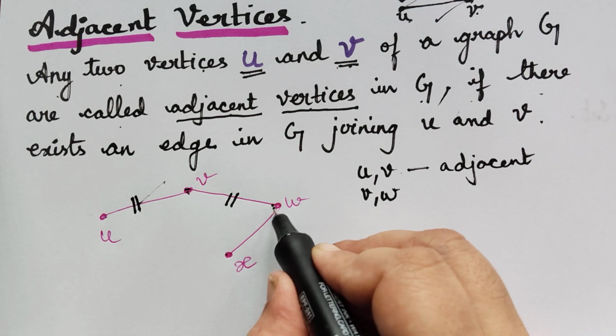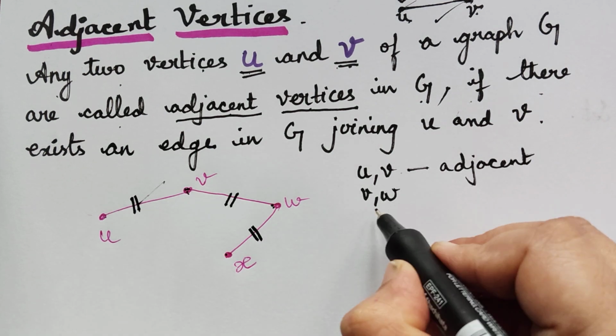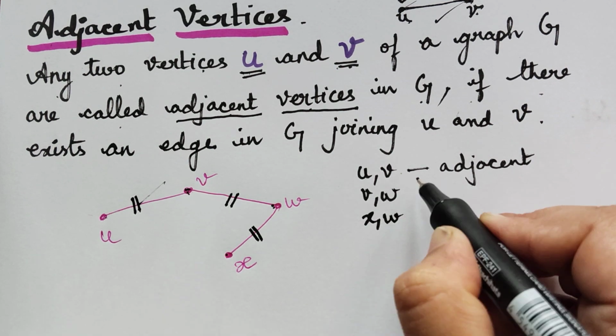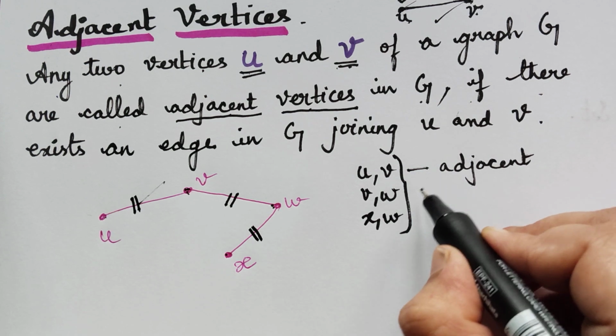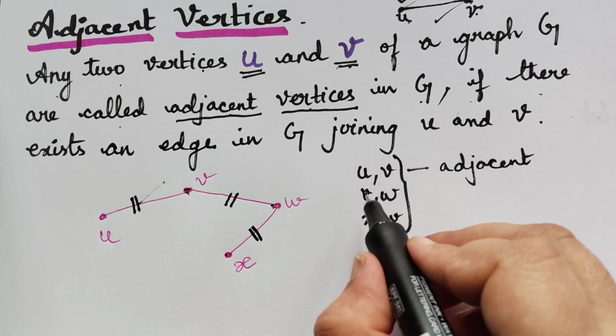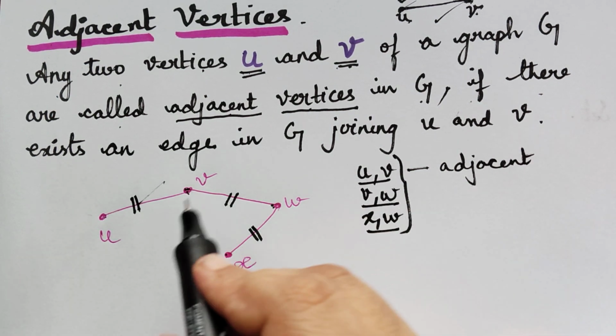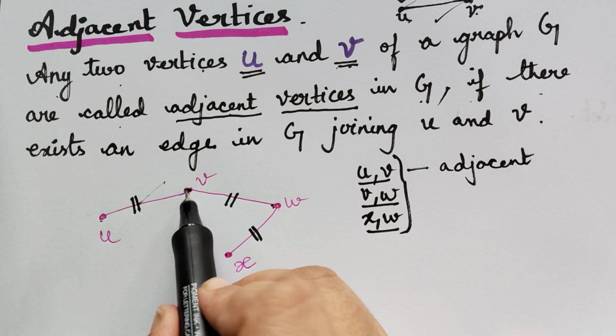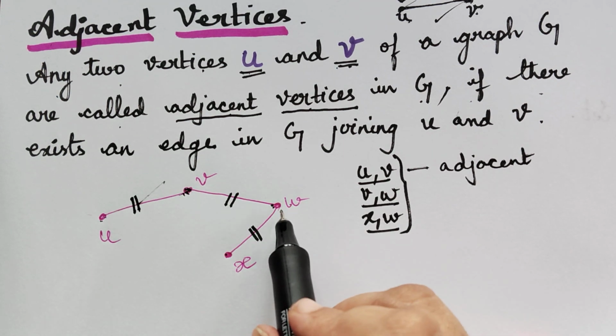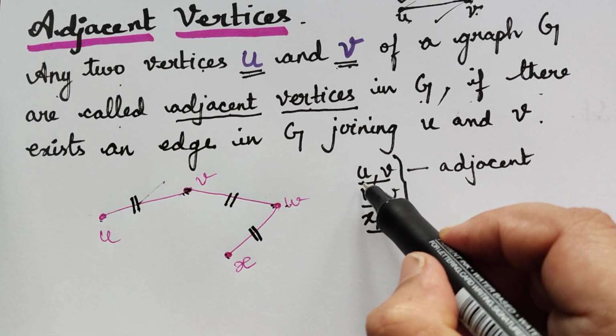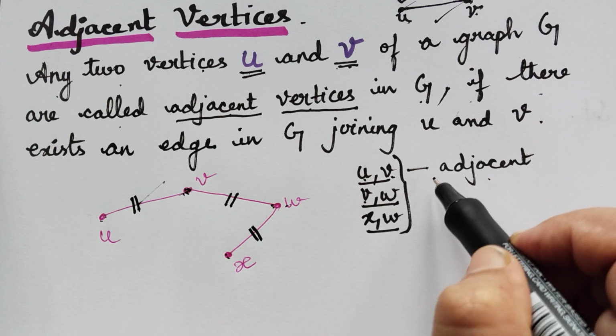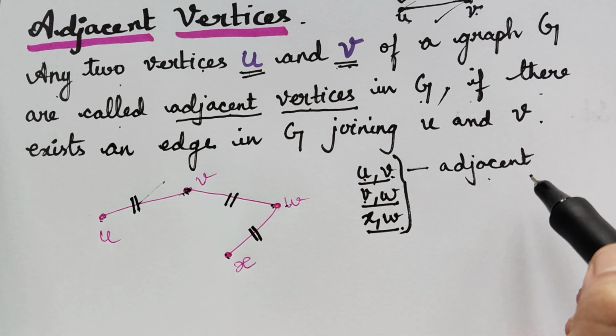And similarly, x and w have an edge between them. So x and w. So all these three pairs are adjacent to one another, because there is an edge between u and v, there is an edge between v and w, and an edge between w and x. So u and v are adjacent, v and w are adjacent, and x and w are adjacent.